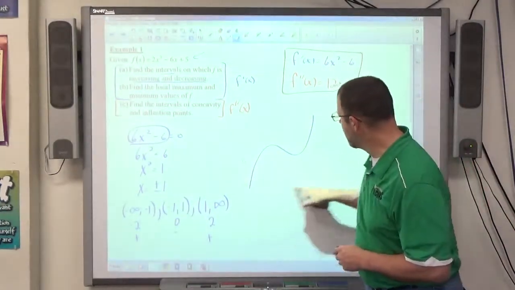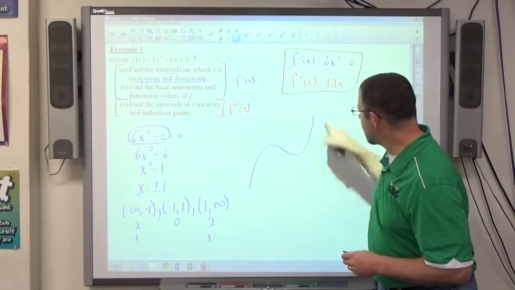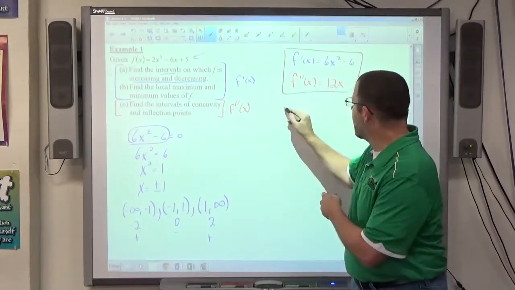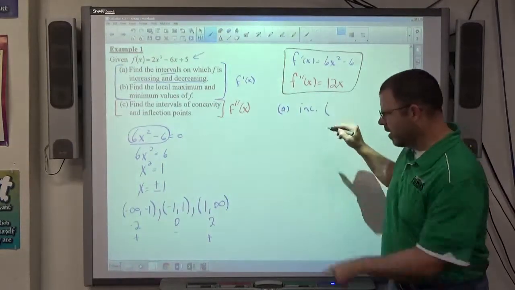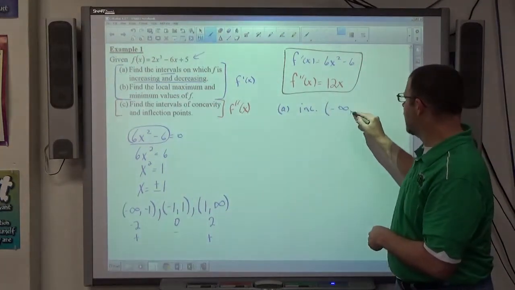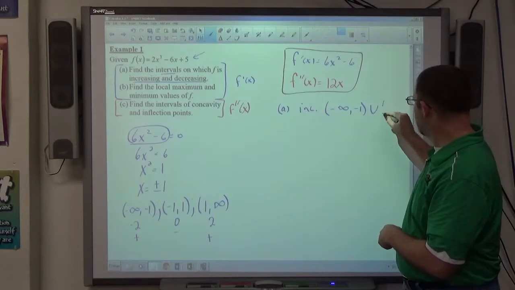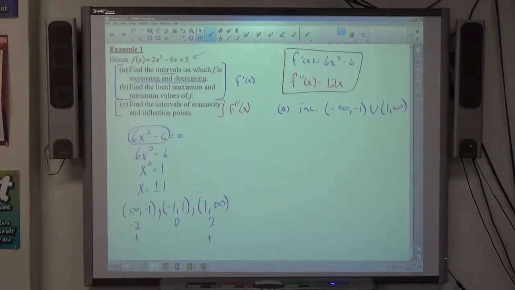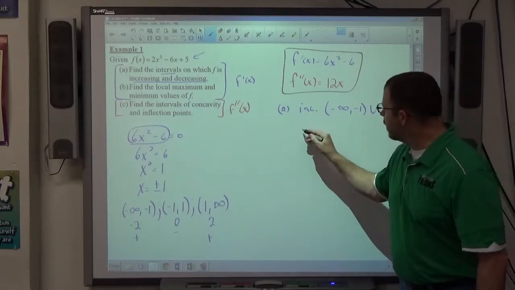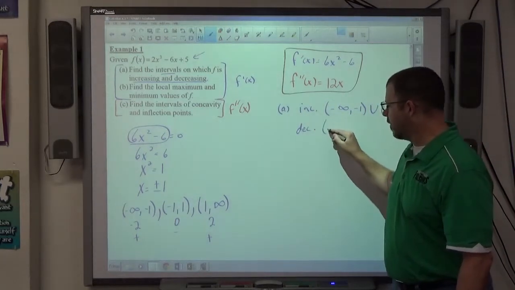Pretty helpful. As far as what they're asking us for part A, I'm going to just write my answers here. Increasing would be -infinity to -1 union with 1 to infinity. When there's multiple sets, just put a little union symbol. And then decreasing, it's only decreasing from -1 to 1.